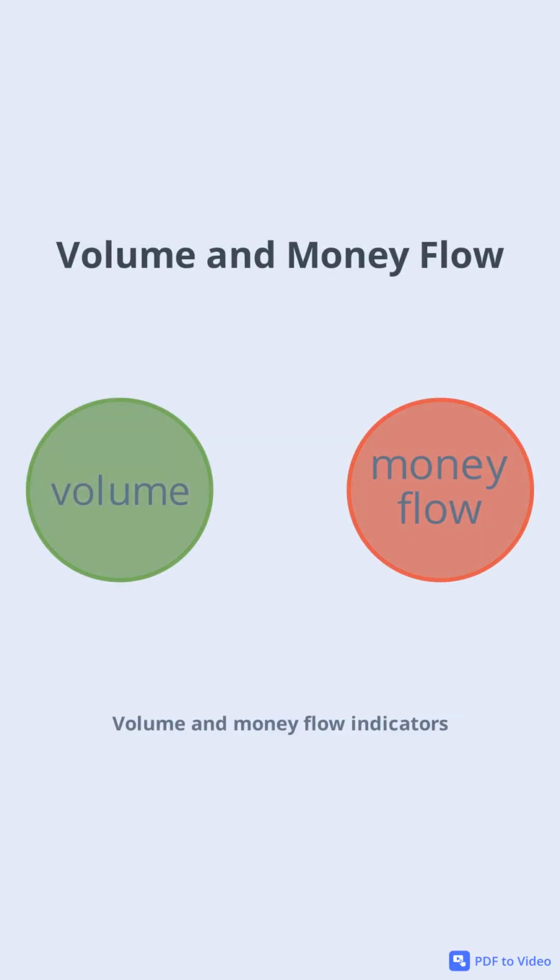Volume and money flow indicators such as OBV and MFI provide insight into the strength of buying or selling pressure. Rising volume on up days can confirm bullish moves, while declining OBV or neutral MFI can signal caution.